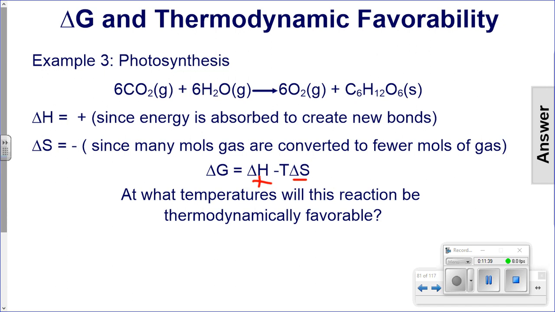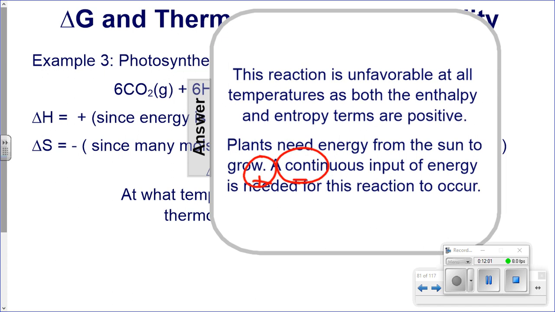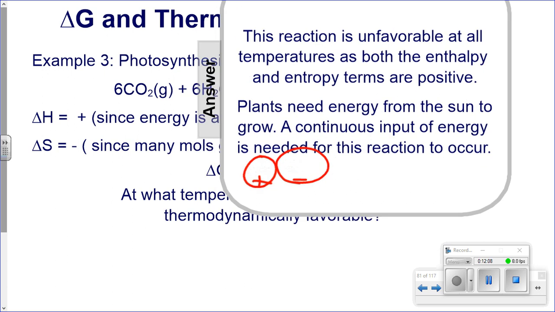So if this term is large, then this one has to be even larger in order for this reaction to work because it's negative T delta S. That negative is going to play a role here. So it turns out that we need a large delta S or high temperatures. So the answer is this reaction is unfavorable. High temperatures: typically, plants don't function at around 10,000 degrees Celsius. So plants need energy from the sun in order to do this.